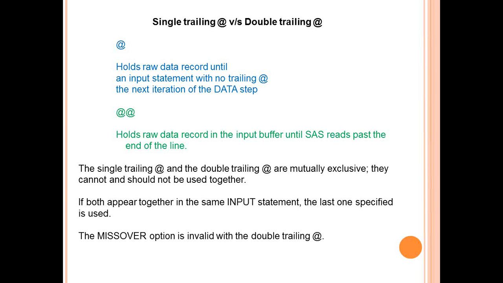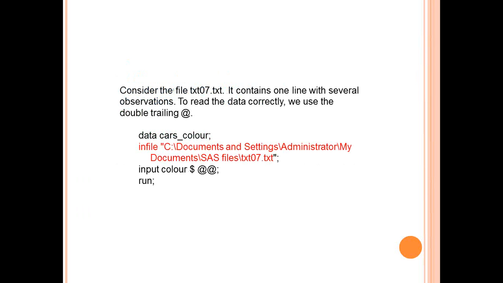It says that single trailing and double trailing are mutually exclusive, meaning they cannot or should not be used together. If both appear in the same input statement, the last one specified is used. The Missover option is invalid with double trailing, so you cannot use Missover with double trailing. Consider the file text 7. It contains one line with several observations. To read the data correctly, we use the double trailing.